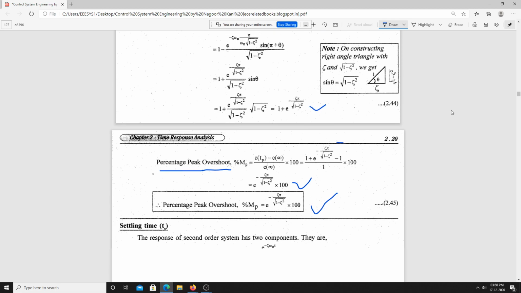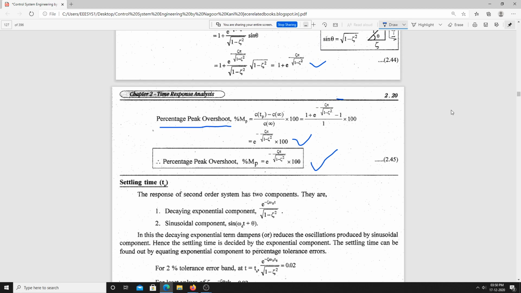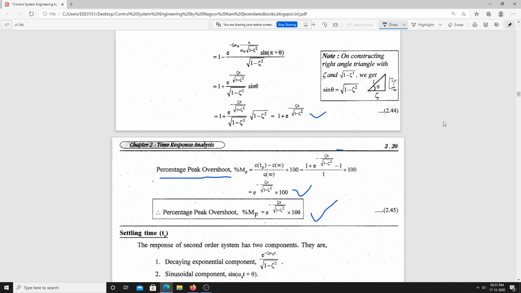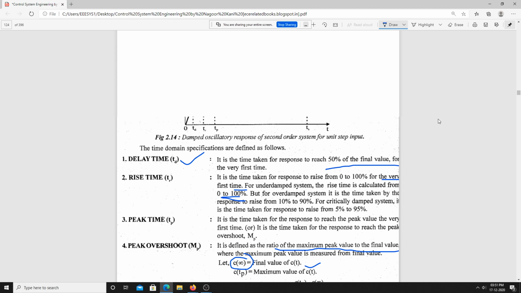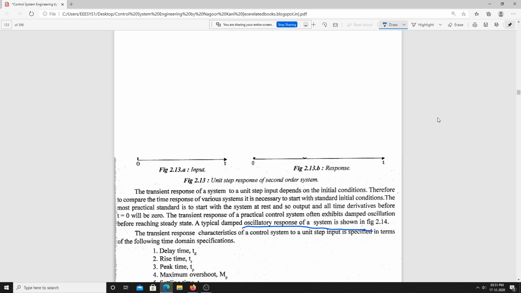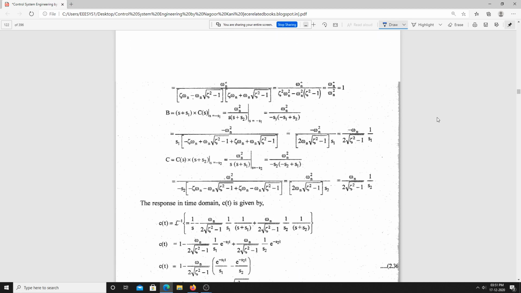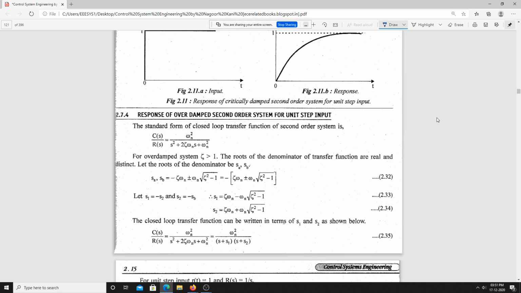Now, when we come to the settling time, how can we find the expression for it? Whatever the second order system response we have for the underdamped case, for a unit step input, it has two components. One is the exponential component, and another one is the sine component. So two components here we are having.